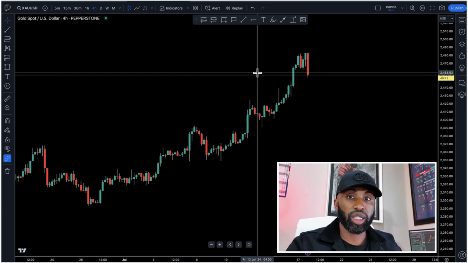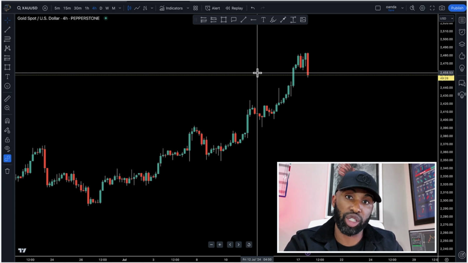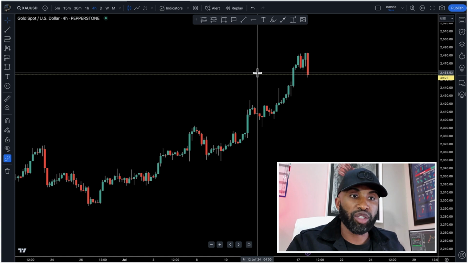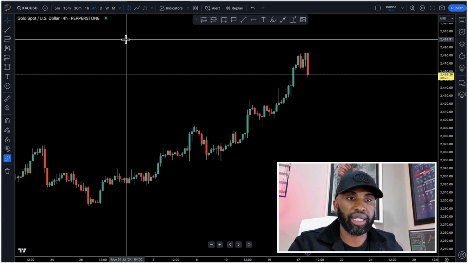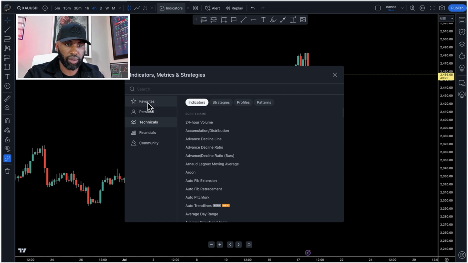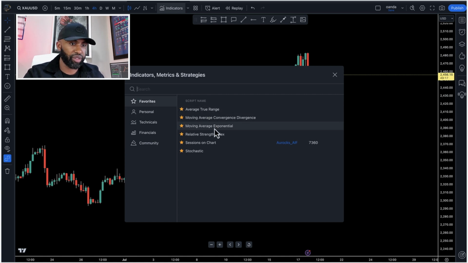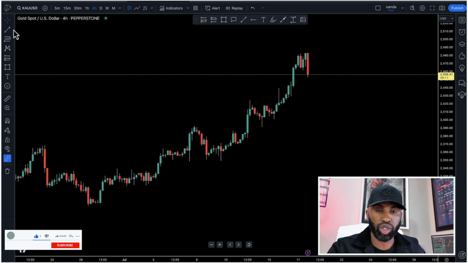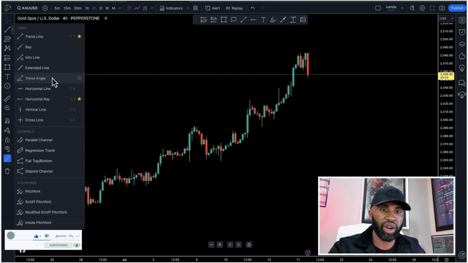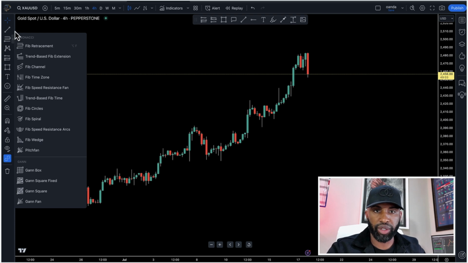The TradingView chart is a popular platform for charting and analyzing the financial market. Charts in general help you visualize price movements, identify trends, and make informed trading decisions. TradingView offers various tools to enhance your chart analysis. They offer indicators, and there's a wealth of them. You have the RSI, moving average, the stochastic, the MACD. There's a lot. They offer you drawing tools as well, such as trend lines, the horizontal line, vertical lines, Fibonacci retracements, all of it.